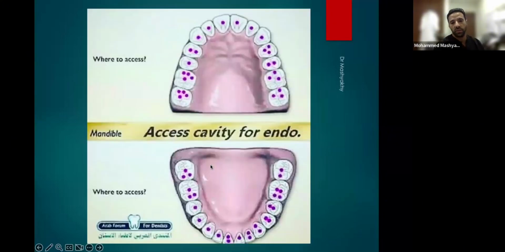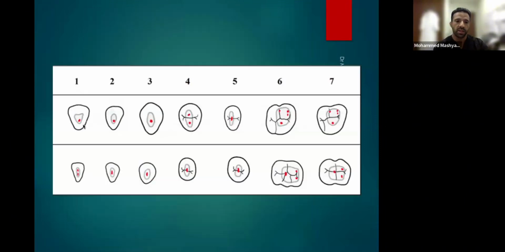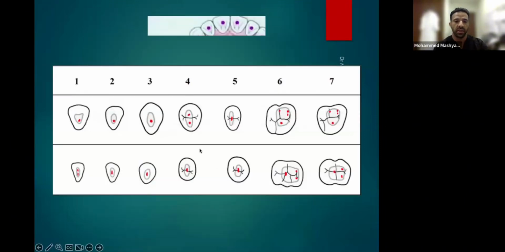Everybody knows from the PDS courses that the access cavities are almost the same, or the type or shape of access cavity never changes through the ages. Whatever changes is that it's getting smaller and smaller because of the extra technologies we have. But if you focus on doing the conventional access cavity without jeopardizing the tooth structure, you're still doing a good job. So it's how it looks here in this diagram.